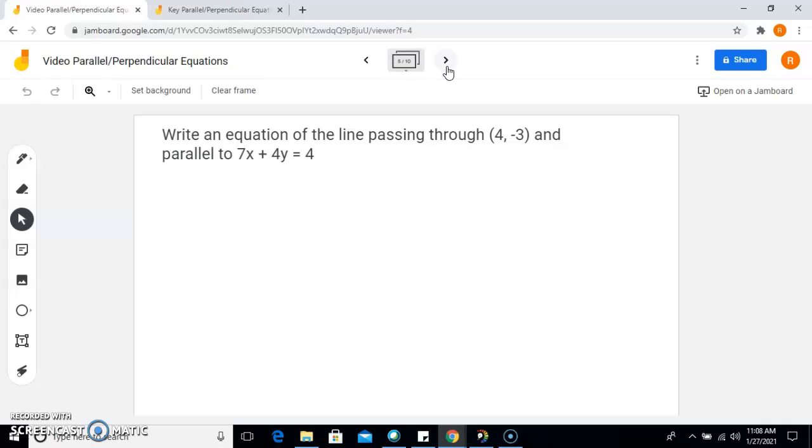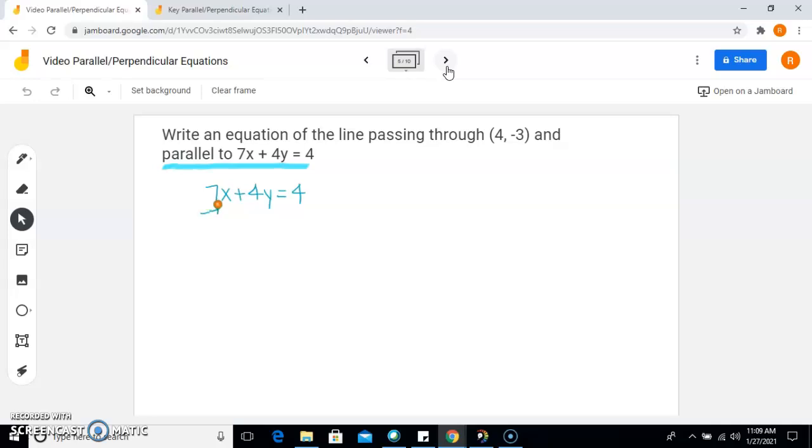This example says, write an equation of a line passing through the point 4, -3, and it's parallel to 7x plus 4y equals 4. This time my equation is in standard form, so I need to take my equation and change it to slope-intercept form so that I can find the slope.